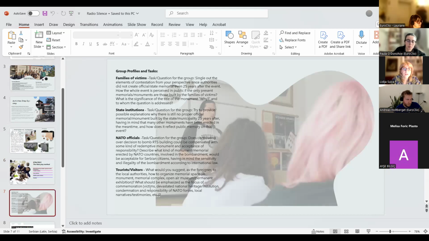So here you see group profiles and tasks. Each group was provided with a short text outlining the perspective of the individuals that they were representing, along with a set of 2 or 3 questions to guide their discussions.